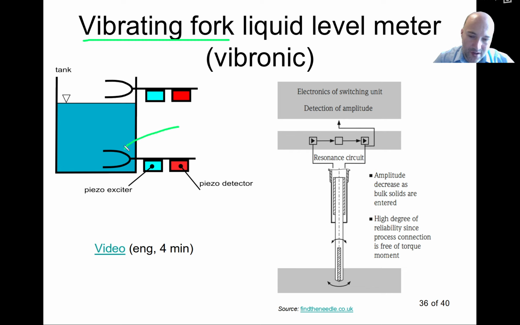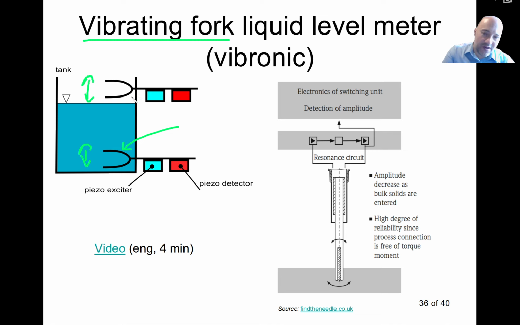This is the fork that is submerged into the liquid, and we make it vibrate with typically a piezoelectric exciter. So it will move back and forth like that. It is clear that the vibration will be different if the fork is in a liquid or if it is in the air.